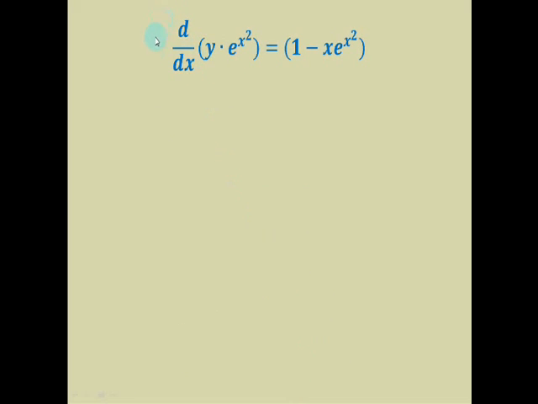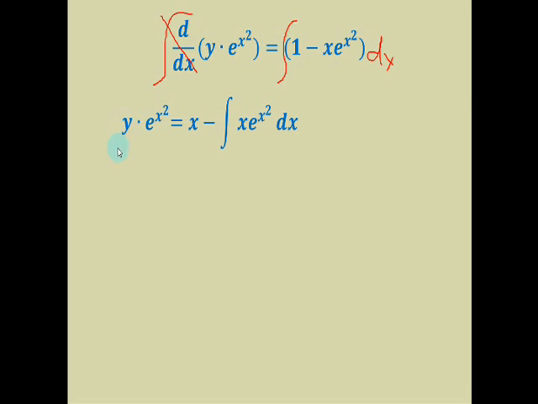So we arrive at this equation. Next part will be integrating this equation. So if we integrate both sides, let's put here dx. As we can see, this part will just cancel out, leaving us with y e to the x squared, and the integral of 1 dx is just x.